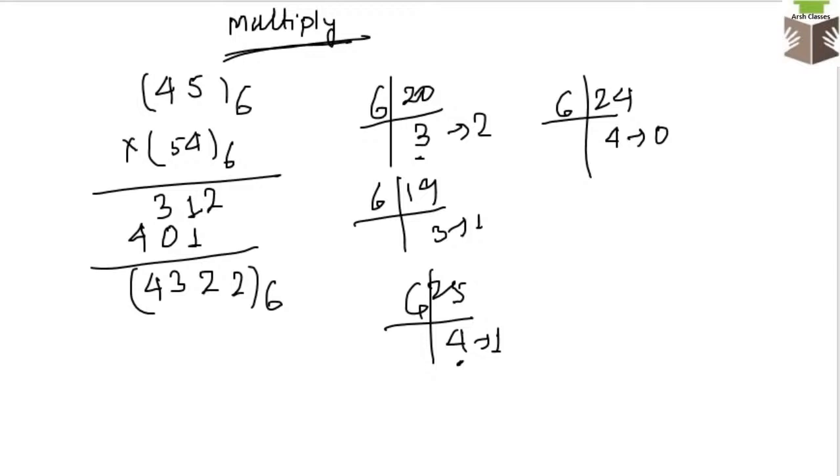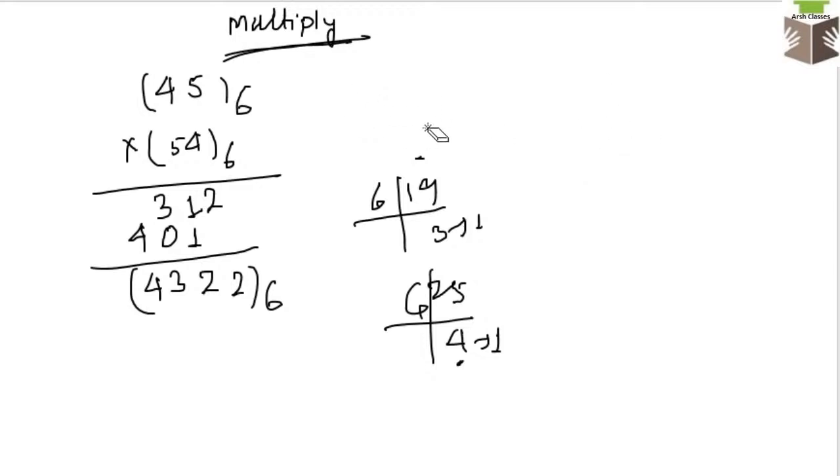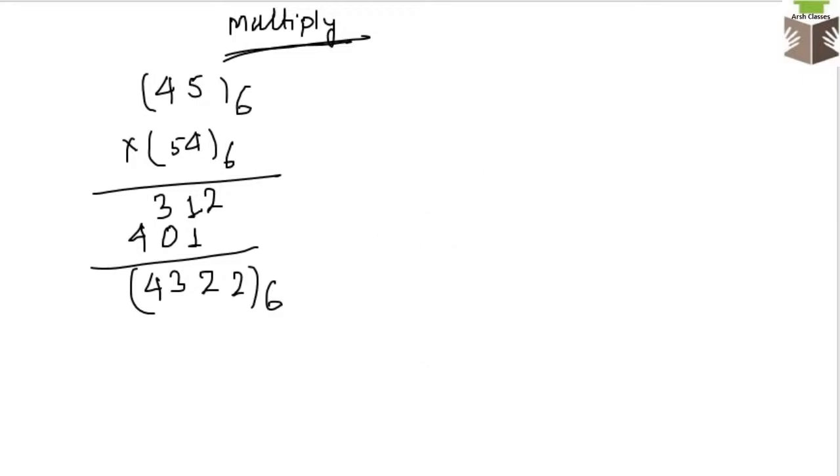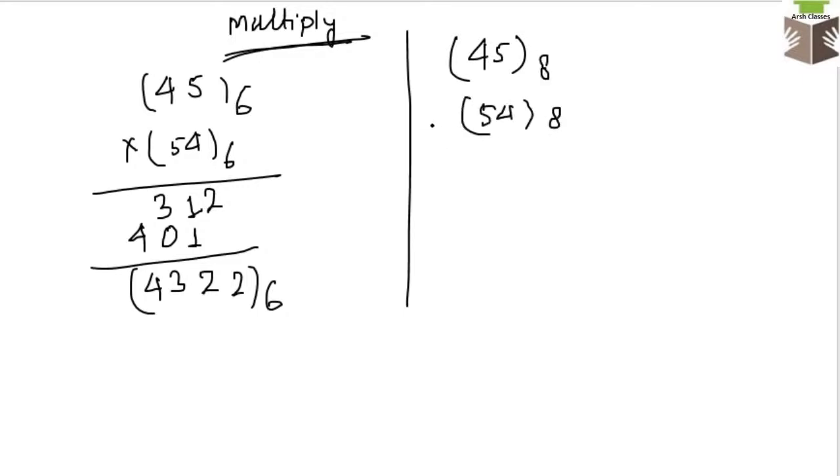Chalo, let me explain with some more examples with another base, and let us say that base is 8. The number is the same, 45, written in base 8, and 54, also written in base 8, and now we need to multiply and write the answers.